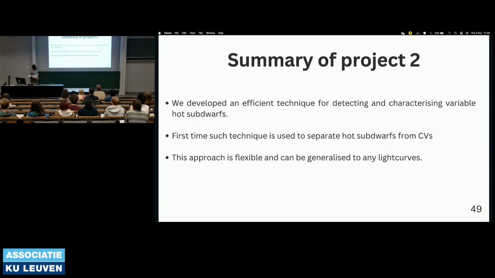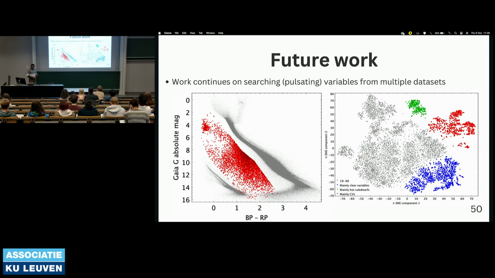So to summarize this project, we have developed this technique for detecting and characterizing variable hot subdwarfs. And this is the first time we use such a technique to separate hot subdwarfs from CVs. This approach is also flexible and can be generalized to any light curve data. So our future work includes extending this to larger data sets.